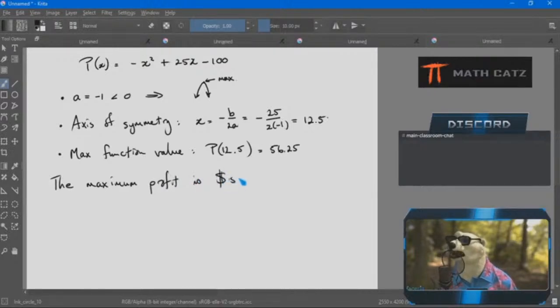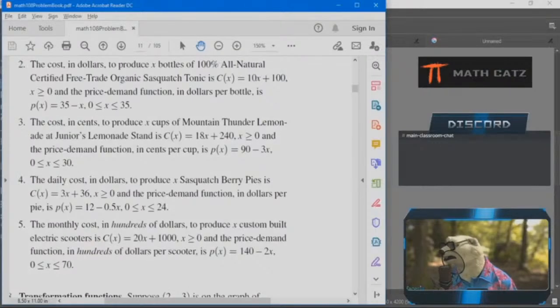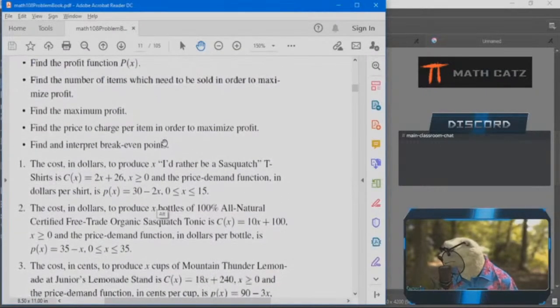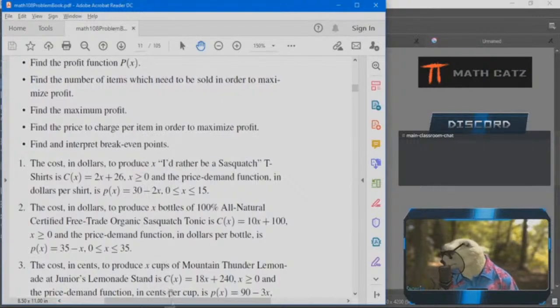is 56.25 when we produce 12.5 bottles. Now, of course, you can decide, okay, 12 or 13. We're just doing the analysis, forgetting the practical aspect of it. Of course, you have to round these numbers because you can't sell half a bottle. Maybe you can, depends. So that was the first part: profit function, number of items, maximum profit.